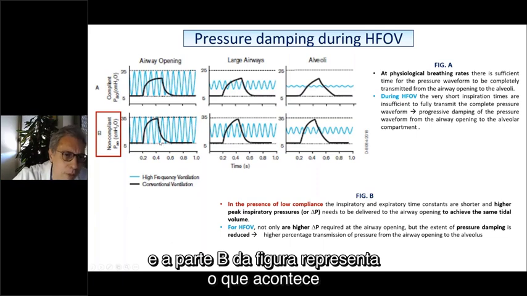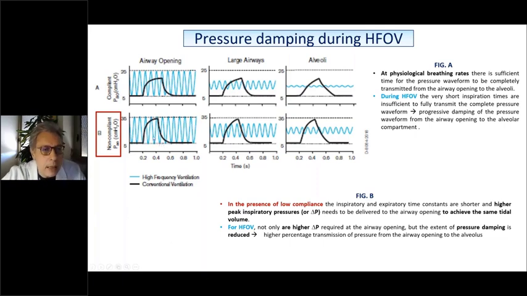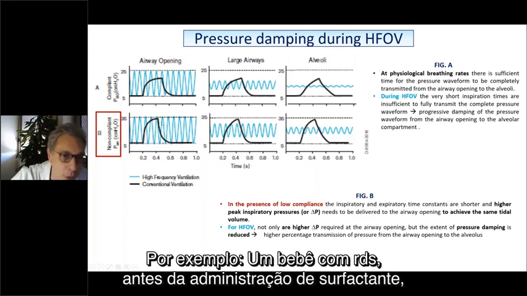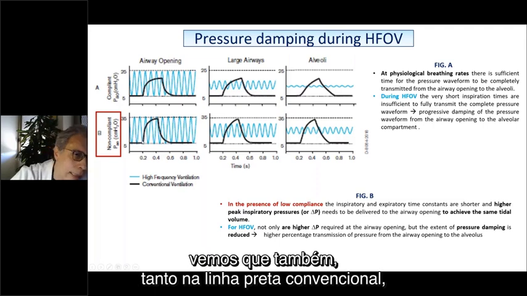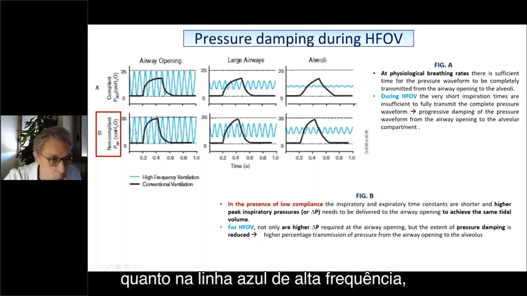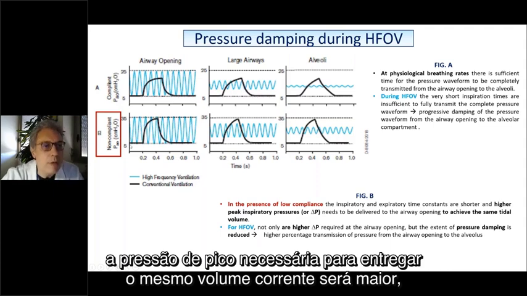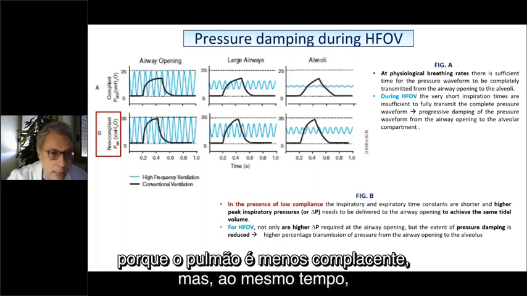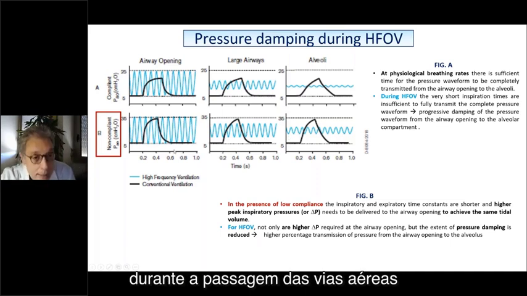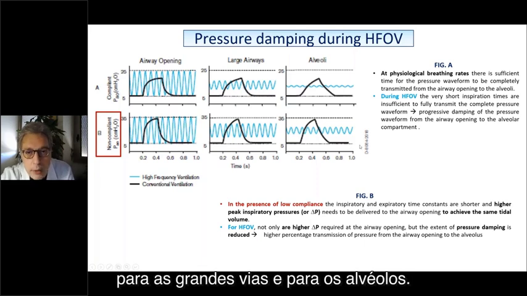And the B part of the figure represents what happens in case of a less compliant lung, for example, a baby with RDS before surfactant administration. You see that in both conventional, black line, and high frequency, blue line, the peak pressure needed to deliver the same tidal volume will be higher because the lung is less compliant. But at the same time, we have a progressive damping of the pressure during the passage from the airway to the large airways and to the alveoli.